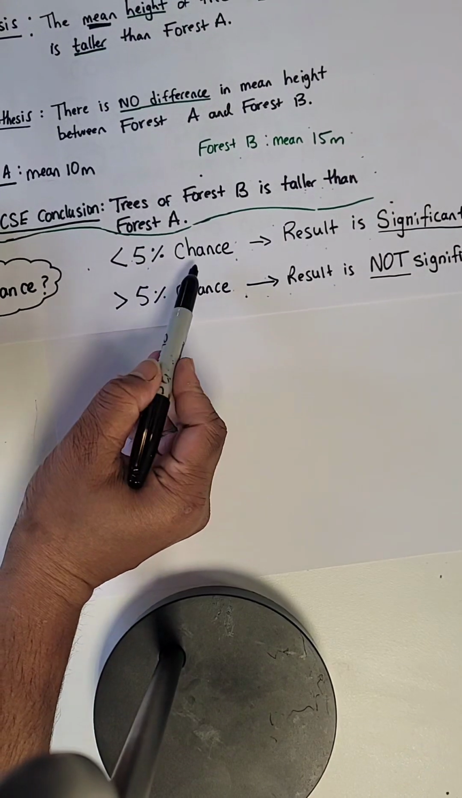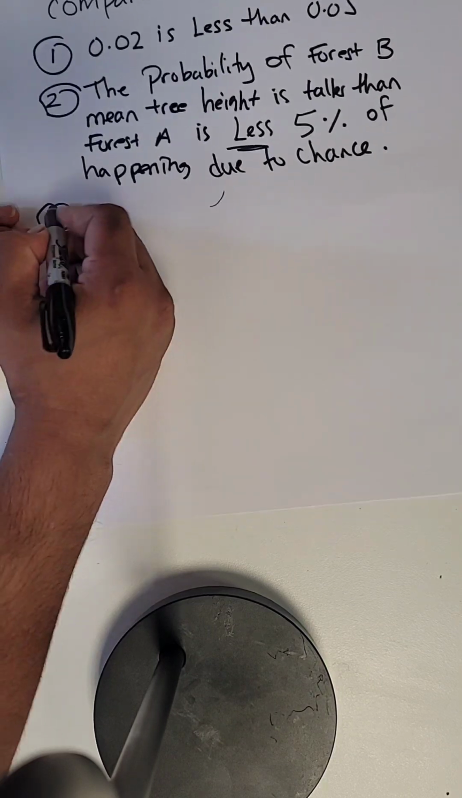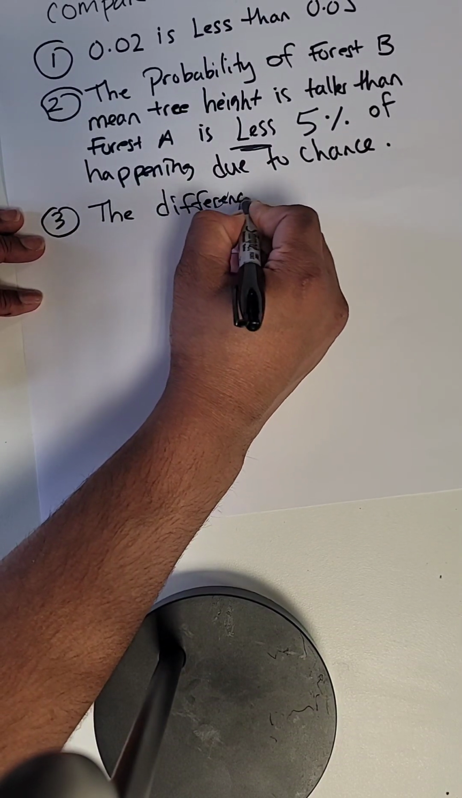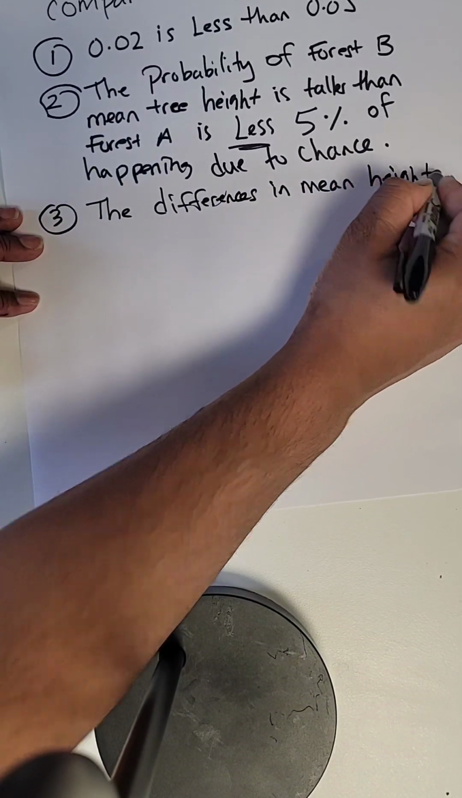And the third mark would be, so therefore the result is significant. And how do you know it's significant? Because the probability of happening due to chance is less than 5%. Now that's going to be the third mark.